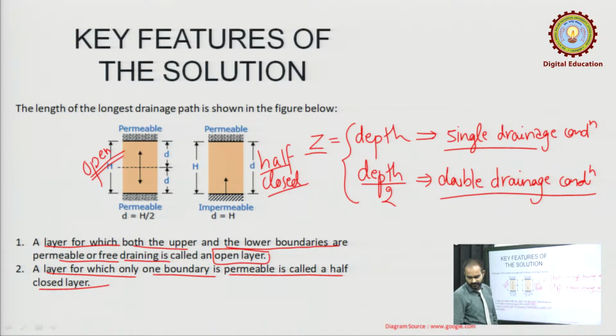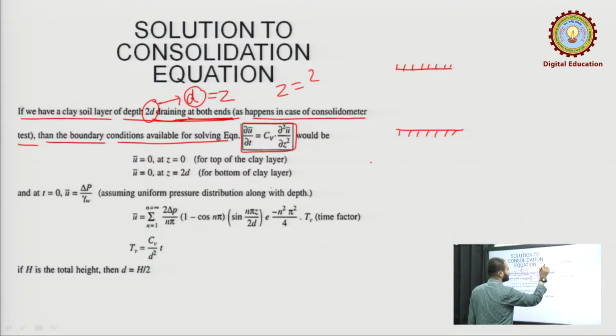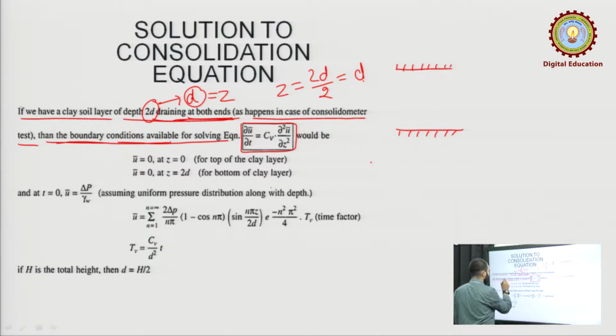Now, let us move back to the place we were dealing with. Here you have understood what Z is. Both ends are open, so 2D becomes D. D will be equal to Z, because Z will become 2D by 2, which is D, since it is double drainage. Let us leave that apart. Now, let us see what boundary conditions are available to us.